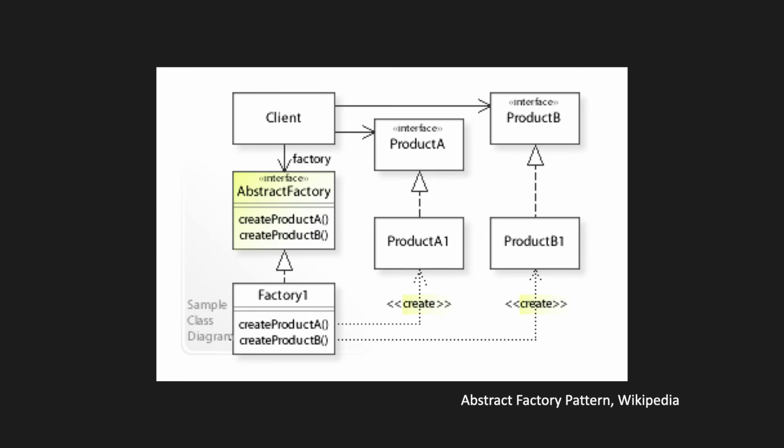To develop a better understanding of this design pattern, let's take a look at the given UML diagram. Here, the client class that requires product A and product B objects does not instantiate these classes directly. Instead, it refers to the abstract factory interface for creating objects, which makes the client independent of how the objects are created or which concrete classes are instantiated. The Factory 1 class implements the abstract factory interface by instantiating product A1 and product B1 classes.